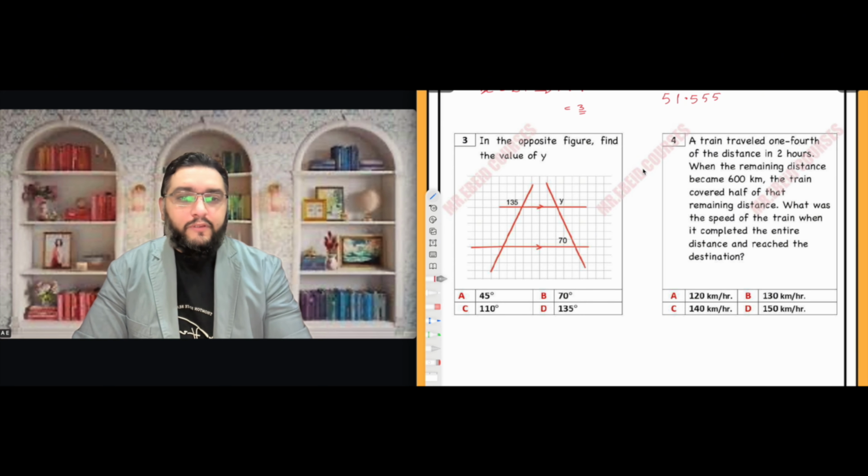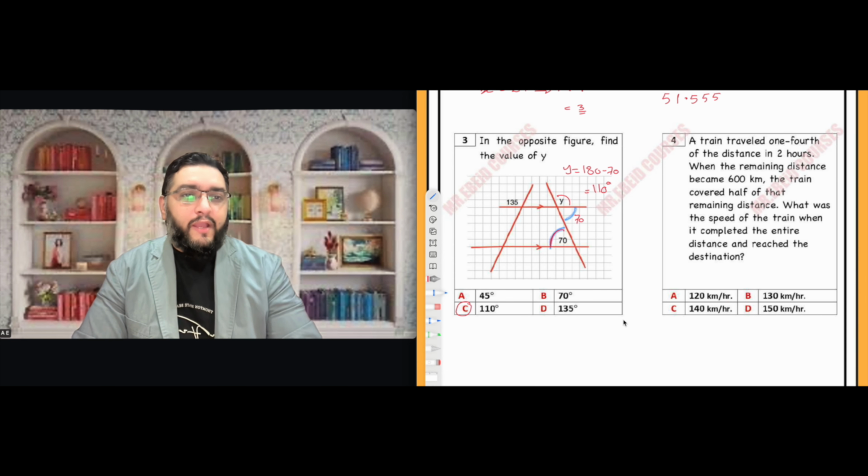Question 3, in the opposite figure, find the value of y. How can we find the value of y? We have two parallel lines. And you know that if you have two parallel lines and a transversal, alternate angles are equal in measure. It means that if this angle's measure equals 70, then this angle is also 70. And this is a straight line. Y and 70 are supplementary angles, which means their sum equals 180. So to find y, you just subtract 180 minus 70, which equals 110. So the answer is C.